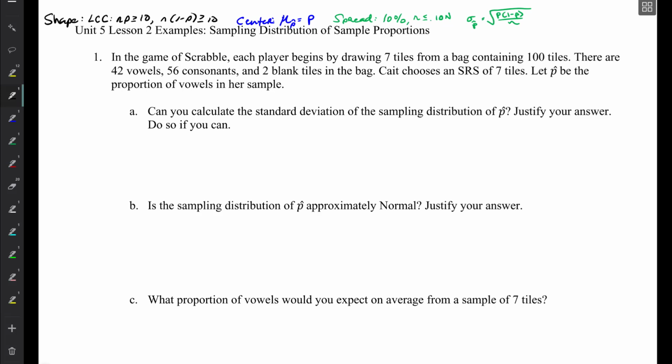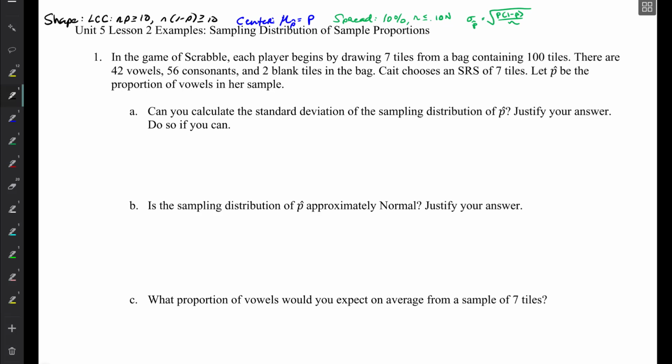The center is always going to be mu sub p hat equals p. That's the one we love. No condition to check there. Spread: the 10% condition must be checked in order for us to have a valid calculation for standard deviation. So we say that our sample size, n, must be less than 0.10 times N. Your sample must be less than 10% of your population. If that's true, then you can calculate your standard deviation by the square root of p times 1 minus p all over n. Let's get to an example.